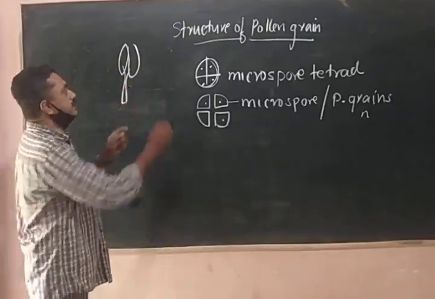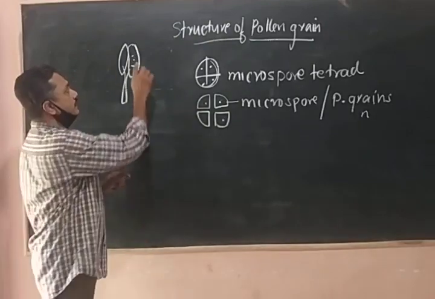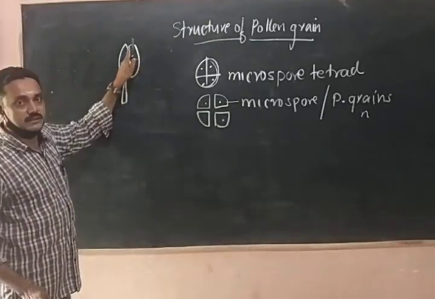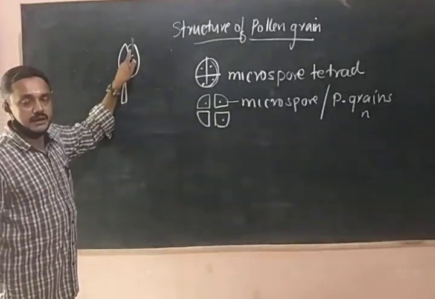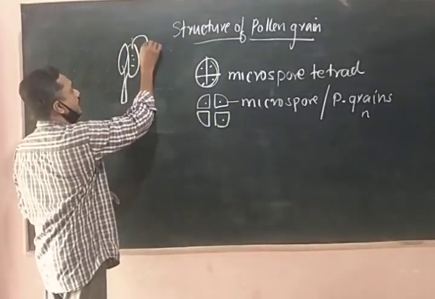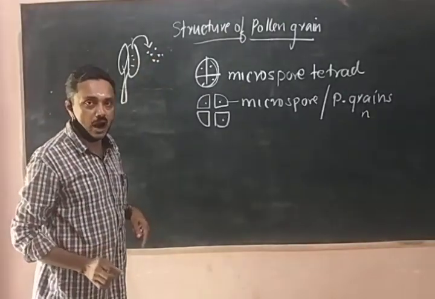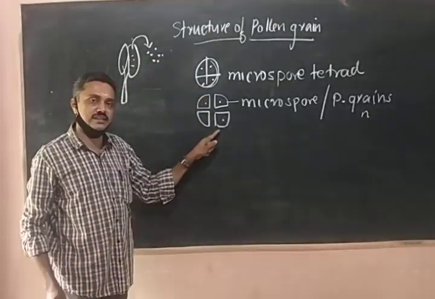And when the pollen grains are ready inside the anther, at this stage, the wall of the anther will break. You see that there are breaking layers. So the wall of the anther will break and pollen grains will come out. And pollen grains are coming out at this stage or at this stage.